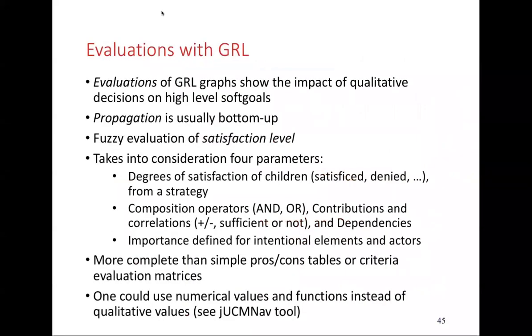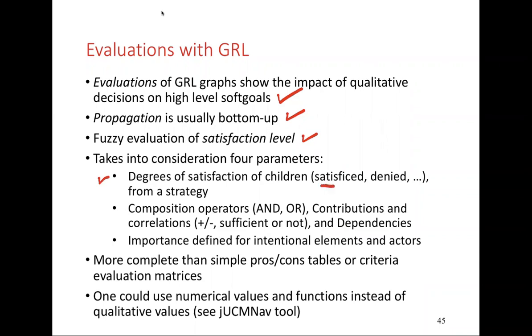Evaluation in the GRL language will show the impact of qualitative decisions on the high-level soft goals at the top level of the hierarchy. As I said before, the propagation is always done in a bottom-up fashion, because there is no way to identify a hard evaluation. We're always looking for a fuzzy evaluation of the satisfaction level. Keep in mind that in evaluating a goal model, there are four parameters that we should consider. The first one is the degree of satisfaction of the children of the tree or the children of the hierarchy.